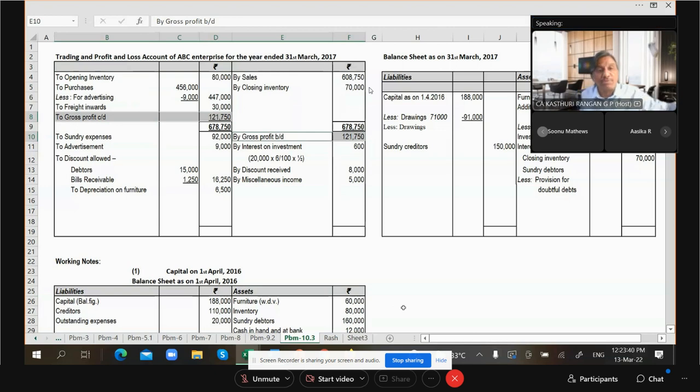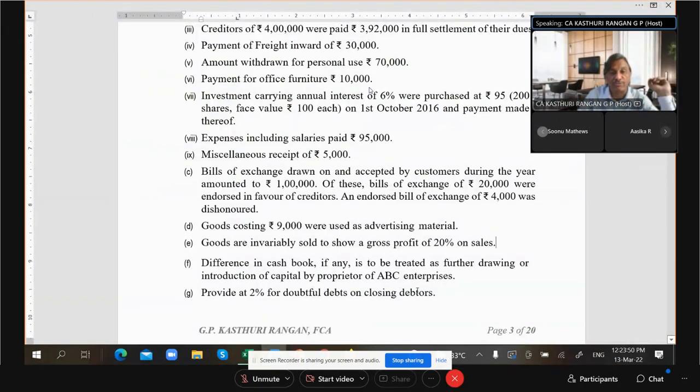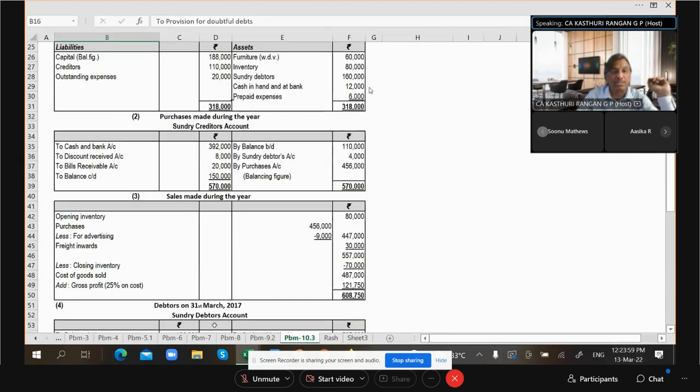Now, have we recorded everything in the P&L account? Yes. But we have to make a provision for doubtful debts on closing debtor. We should find the additional drawings also. Therefore, what is the closing debtor?